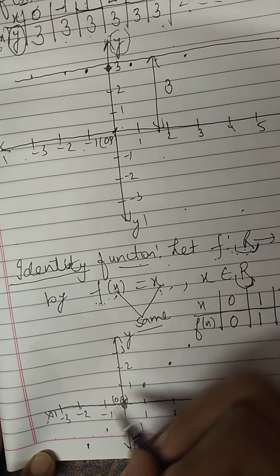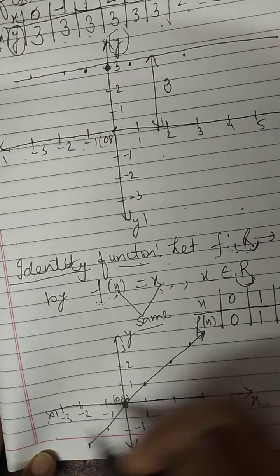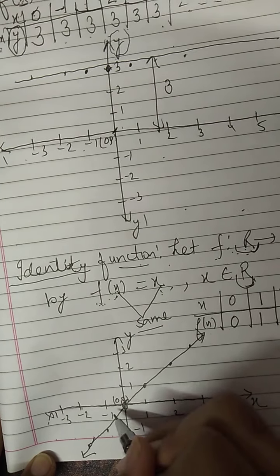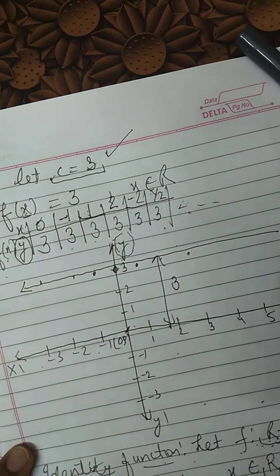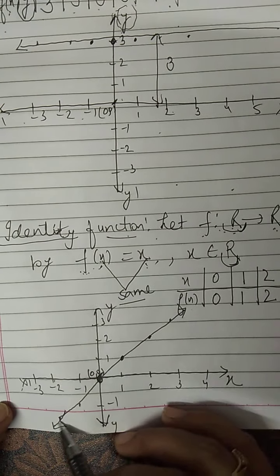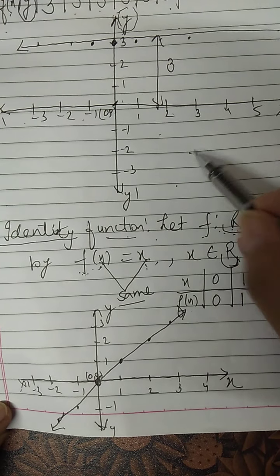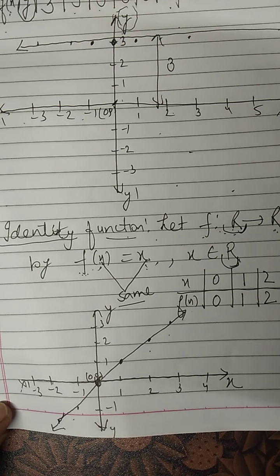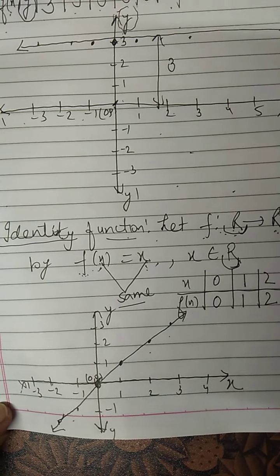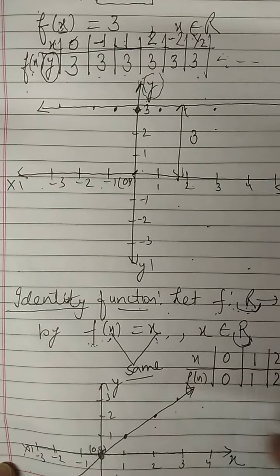And now if I join these points, what is happening here? We are getting again a straight line passing through the origin. Here, what were we getting? We were getting a straight line parallel to x-axis. But in the identity function, we are getting a straight line passing through the origin. So constant function, straight line parallel to x-axis. Identity function, straight line passing through the origin.